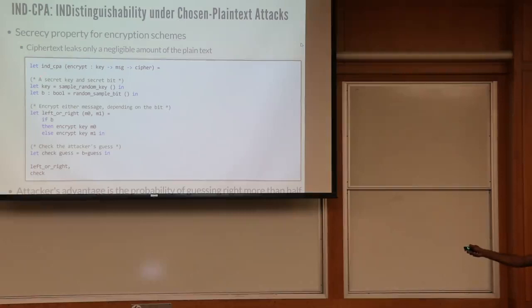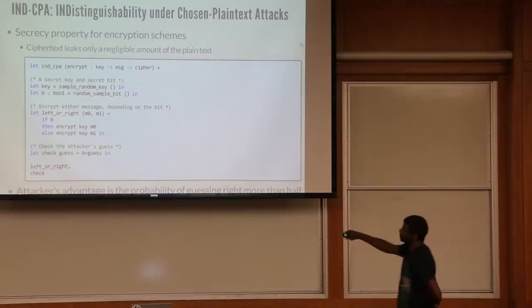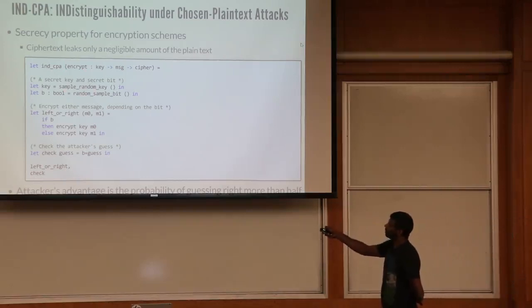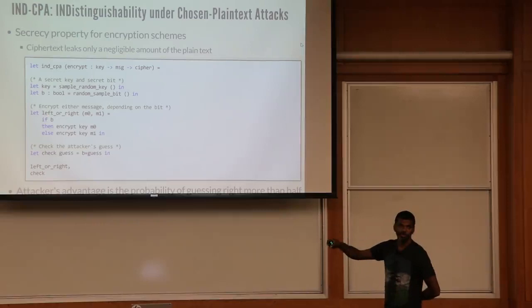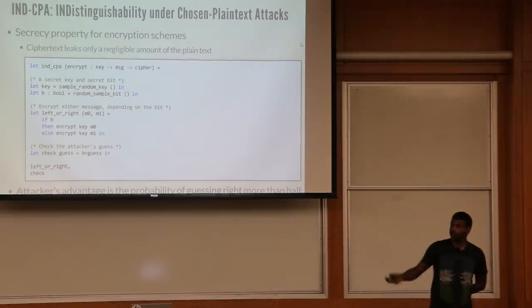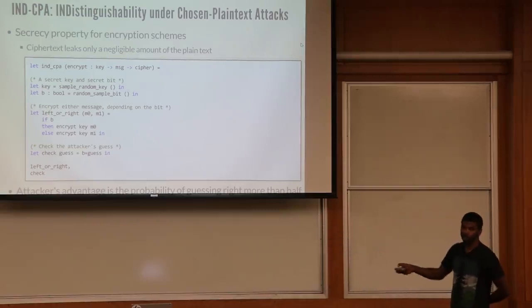Okay, so the NCPA game is: if you give me an encryption function that takes a key and a message, produces a cipher. Think of this as like AES or something. Okay, and an NCPA game on top of AES can be described by this piece of code. So what this code does is it first samples a random key, and then samples a random bit, and then it produces two functions. The first function is called left or right. The adversary can call left or right with two plain texts, M0 or M1.